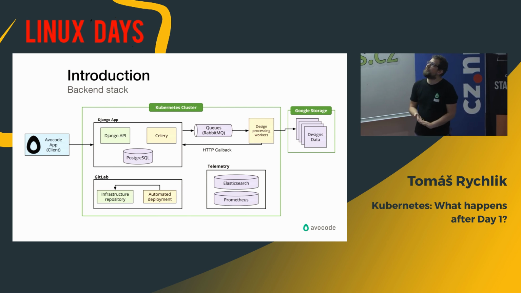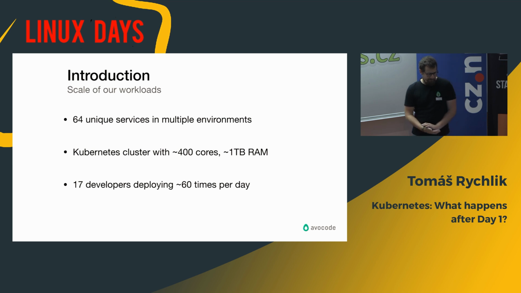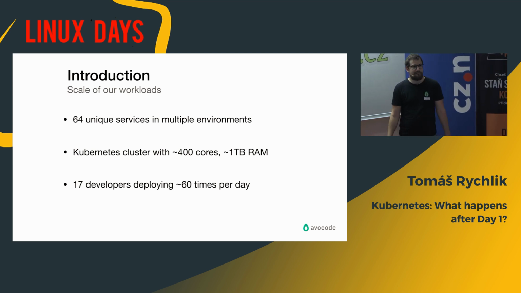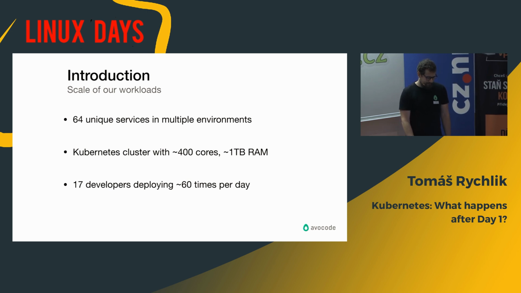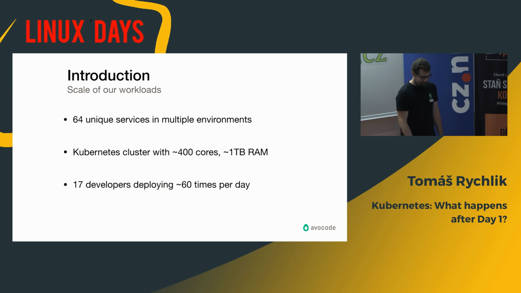Apart from these two, we also run a lot of infrastructure in our clusters, like our own GitLab on-prem instance or telemetry services like Elasticsearch for logs and Prometheus for monitoring all of our services. To give you some idea of the scale we operate, it's around 64 unique services deployed in our cluster, each of them usually in 2 or more environments. The cluster is large, around 400 CPU cores and terabyte of memory, but this changes a lot around day and night. We have 17 developers actively pushing new images, around 60 deployments per day. So the cluster is not super massive, but it was enough scale to run into a few issues.